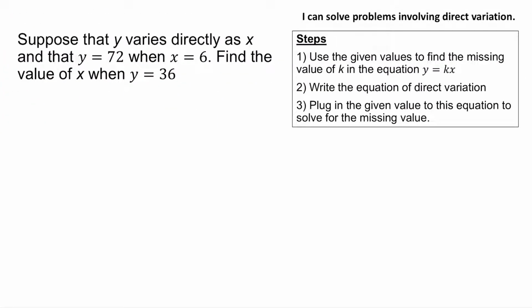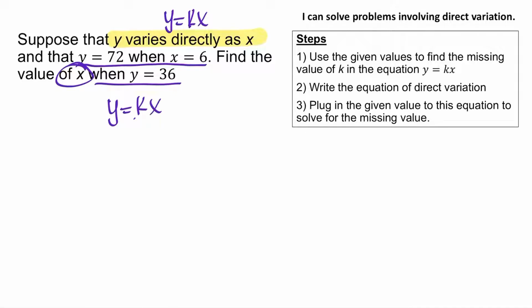So let's try this problem. Suppose that y varies directly as x, and that y equals 72 when x equals 6. Find the value of x when y equals 36. Once again, I have my y equals kx situation, but I need to figure out the value of k in order to be able to find this value of x. So I'm going to use this set of terms right here, y equals 72 and x equals 6, in order to figure out the value of k.